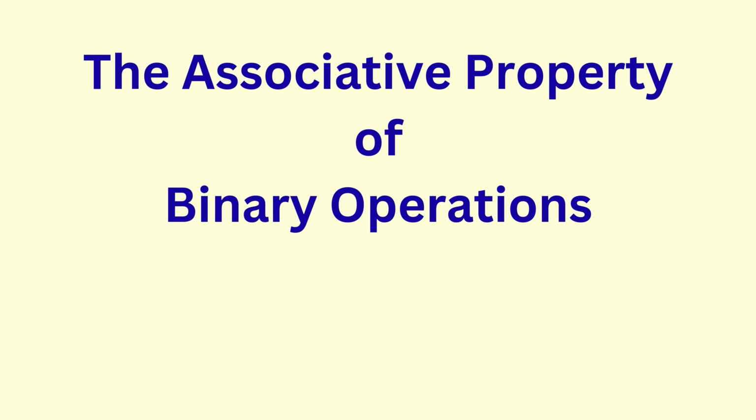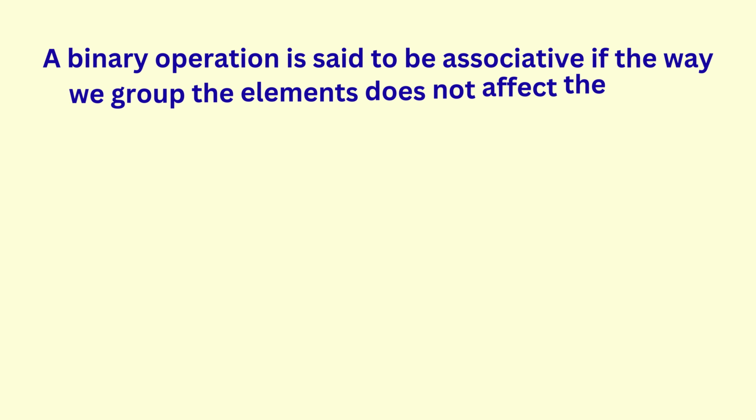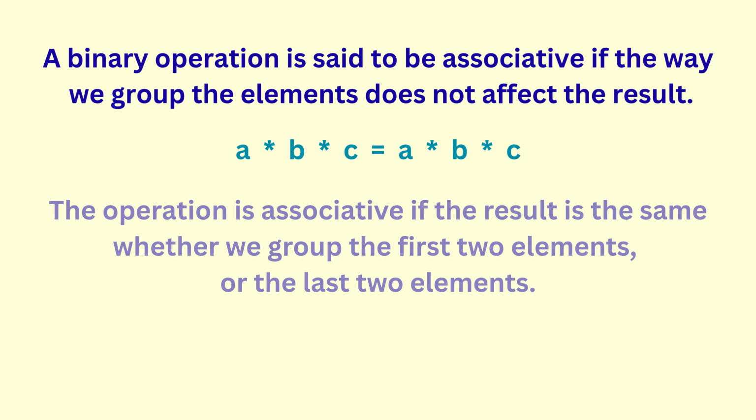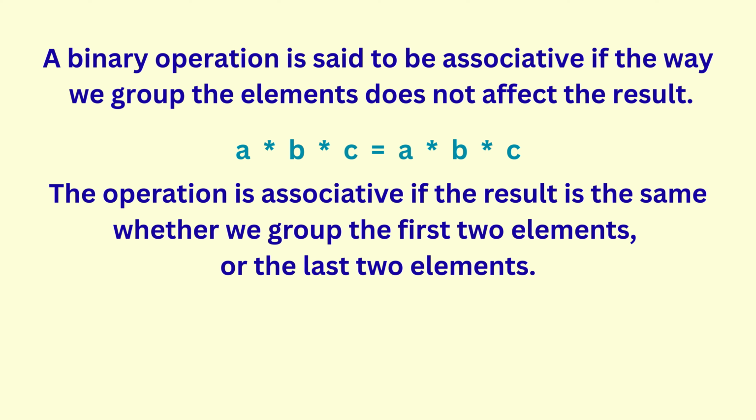Let's explore another important property of binary operations called the associative property. A binary operation is said to be associative if the way we group the elements does not affect the result. In simple terms, if we have three elements A, B, and C, then the operation star is associative if the result is the same, whether we group the first two elements or the last two elements.